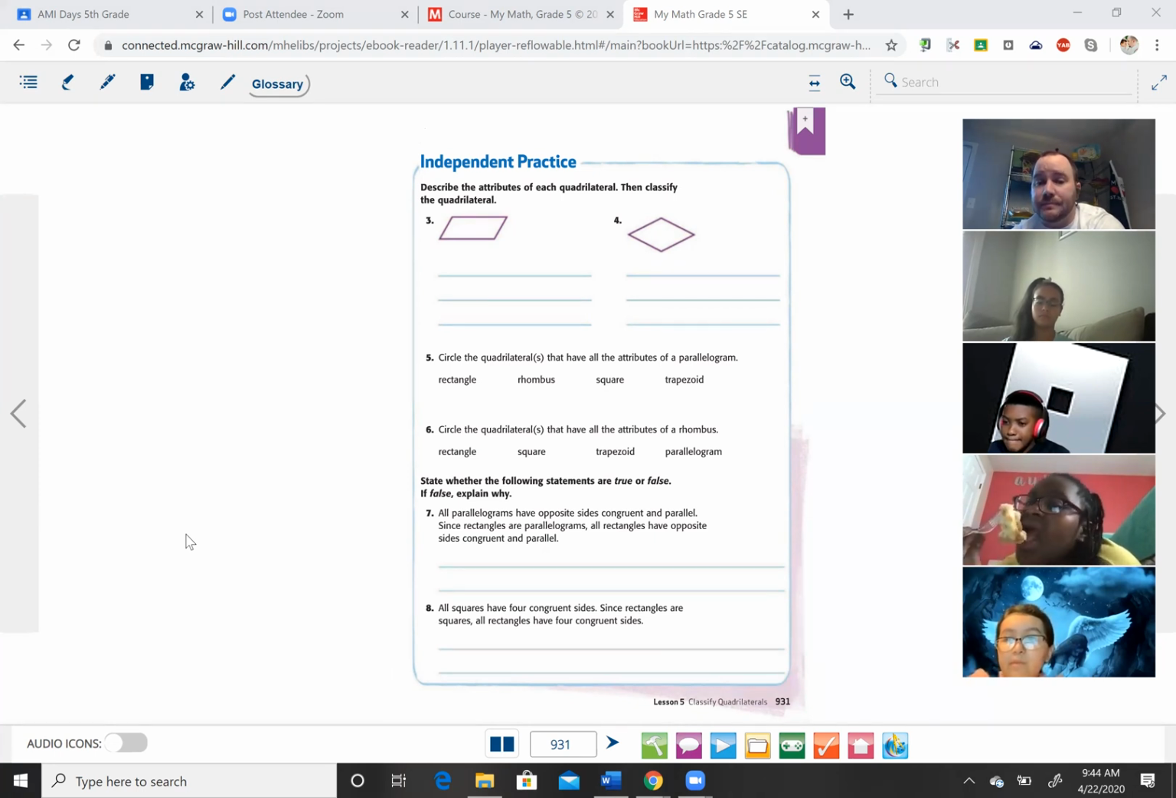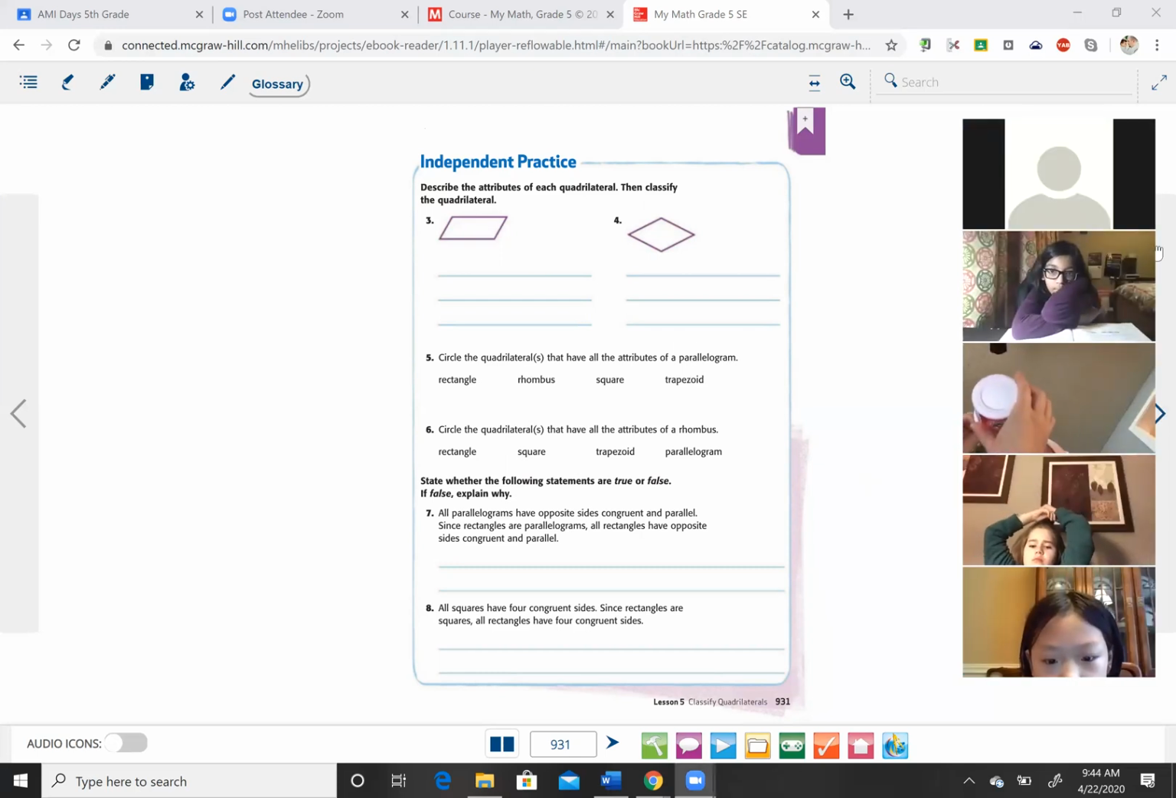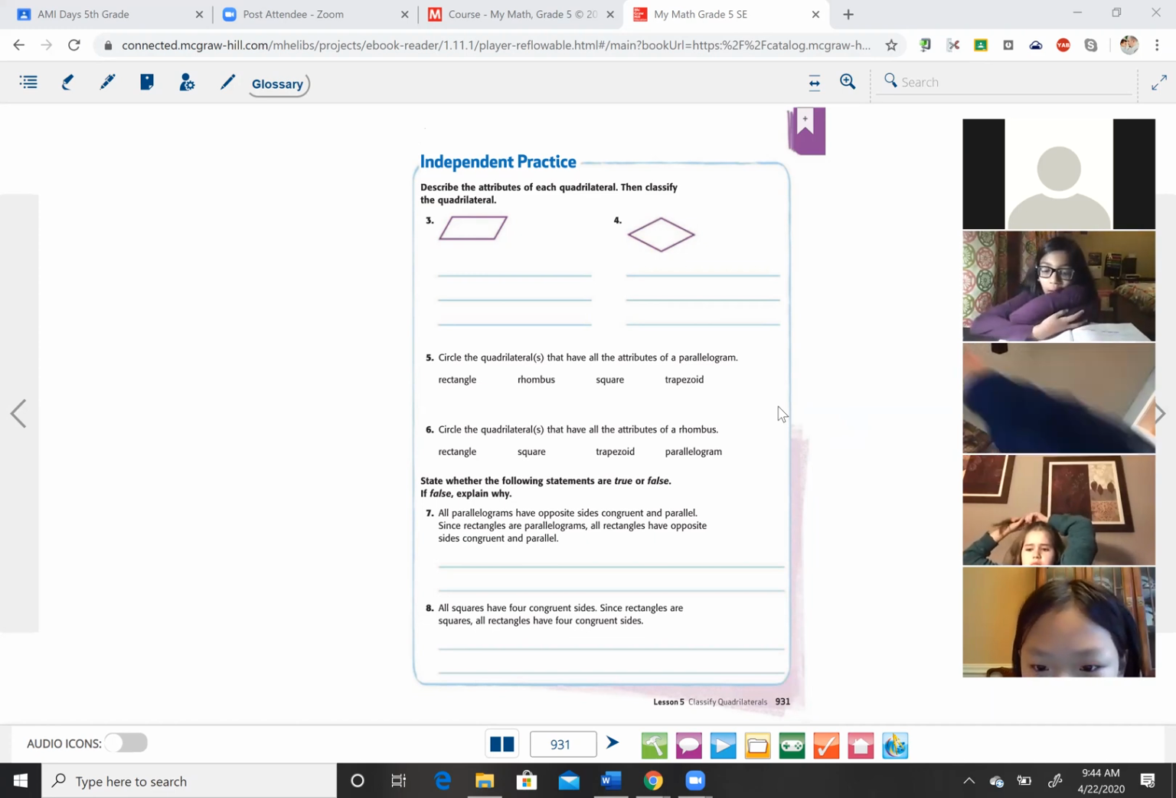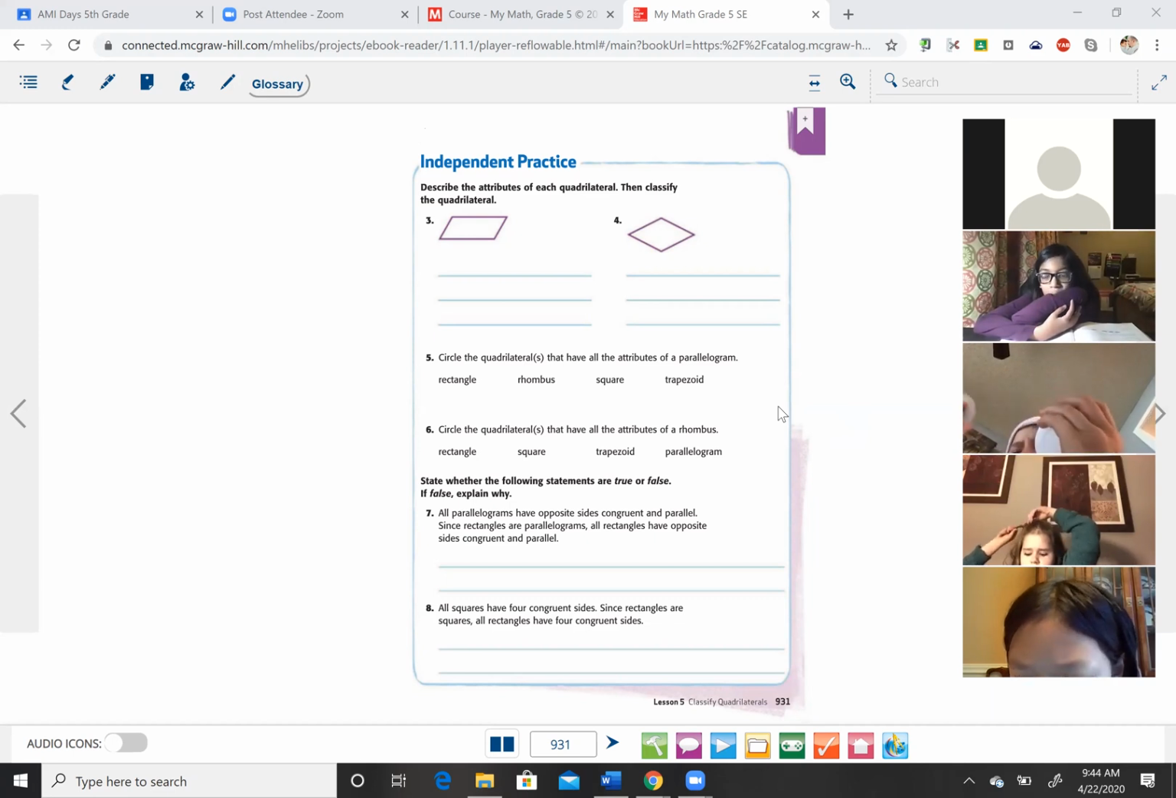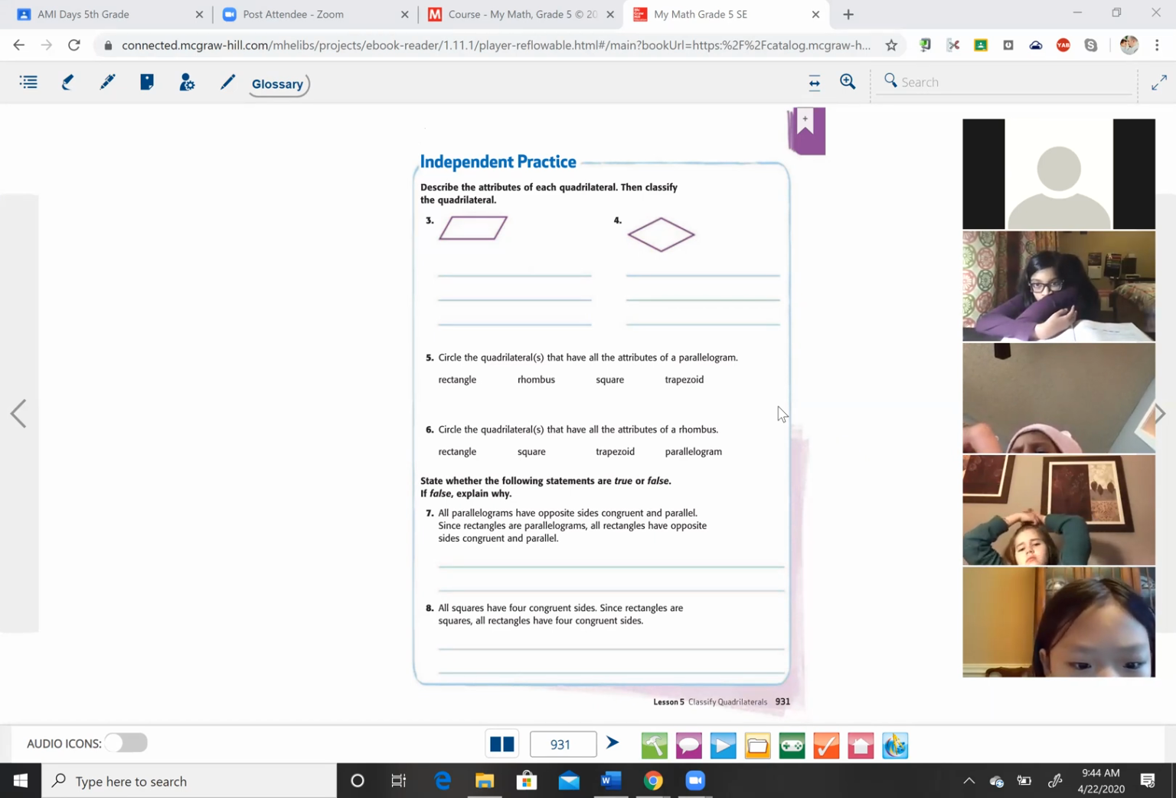So Ankita, you're unmuted. So what do you not understand about 3 and 4? I don't understand what to write or put down. Okay. So without saying it, do you know what number 3 is? Yes. Okay. How would you describe it?